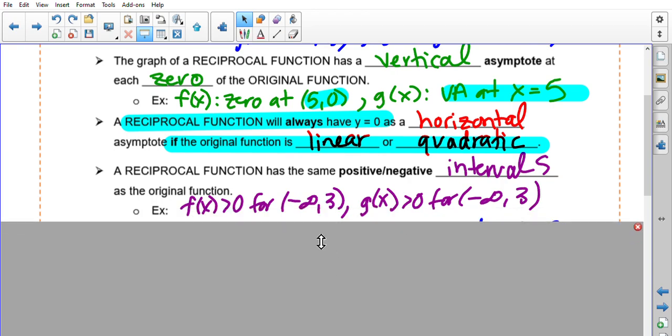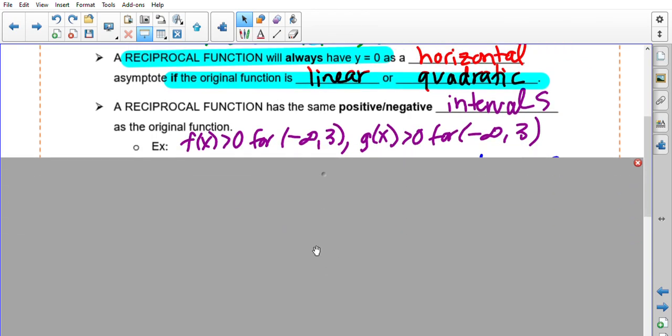A reciprocal function has the same positive and negative intervals as the original. So if one function is above the x-axis from negative infinity to 3, then the reciprocal will also be above the x-axis over that interval. Obviously, it may have a different shape, but it should be above the x-axis.